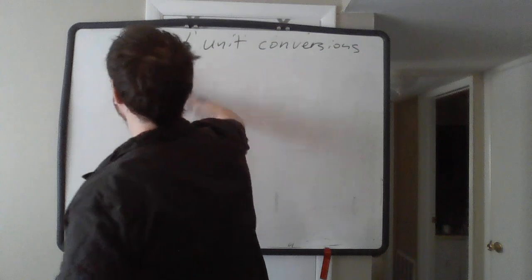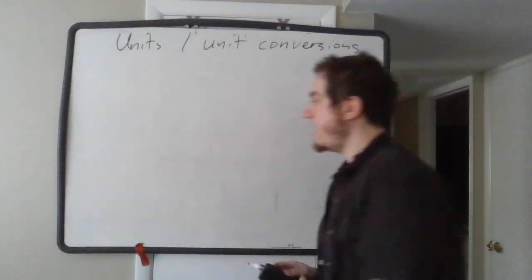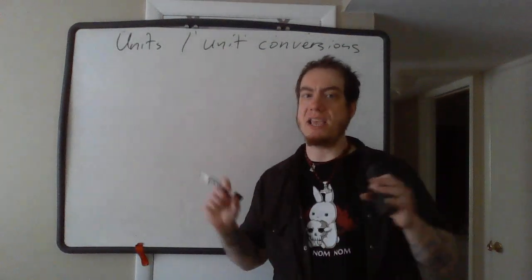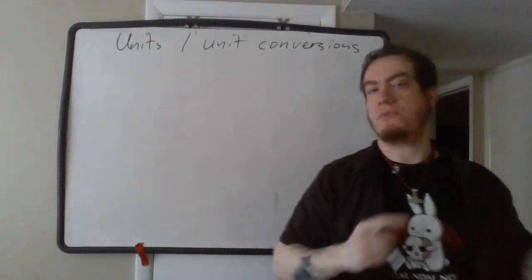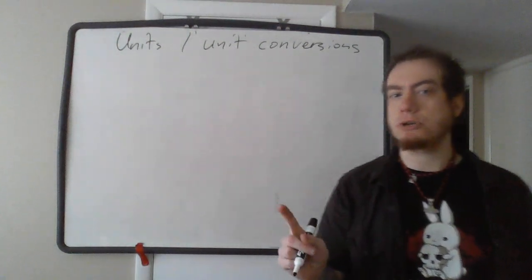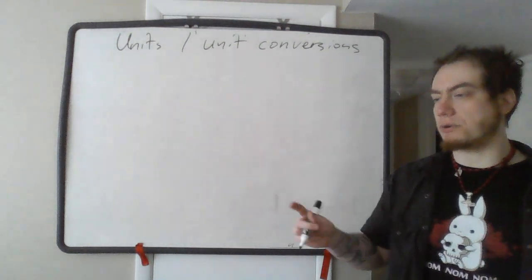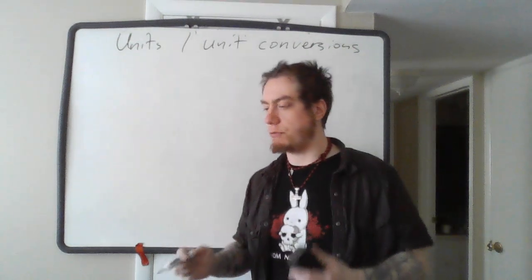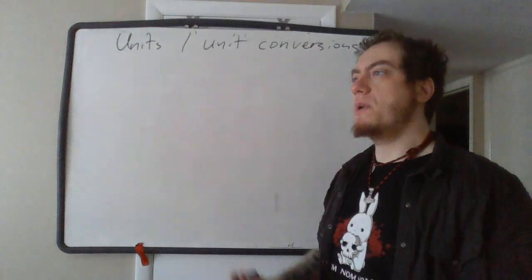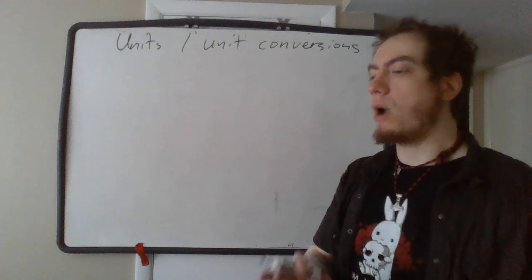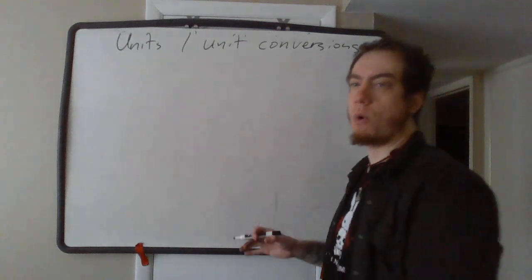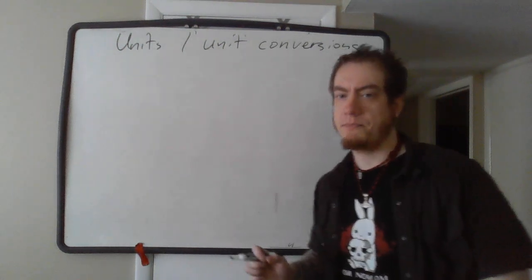Well, the answer is that different units, if they measure the same type of thing, and this is important, they have to measure the same kind of thing, otherwise it doesn't make sense to do a conversion between them, then we can equate some quantity of one unit with some quantity of another unit.